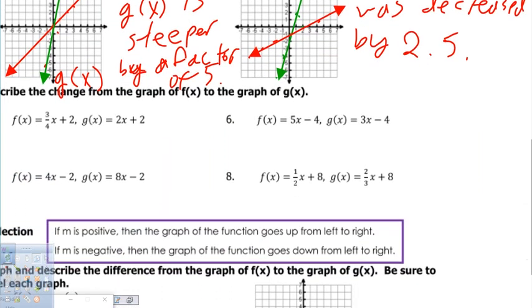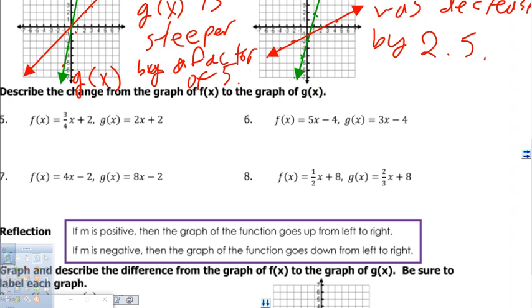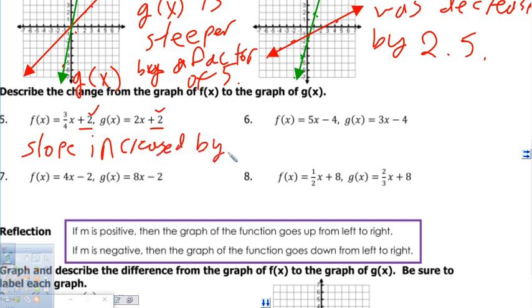Alright, so next, it says to describe the change from the graph of f of x to the graph of g of x. Okay, so the intercept is the same. The only thing that changed is our slope. So our slope increased by 1.25. Okay, 1 1/4.